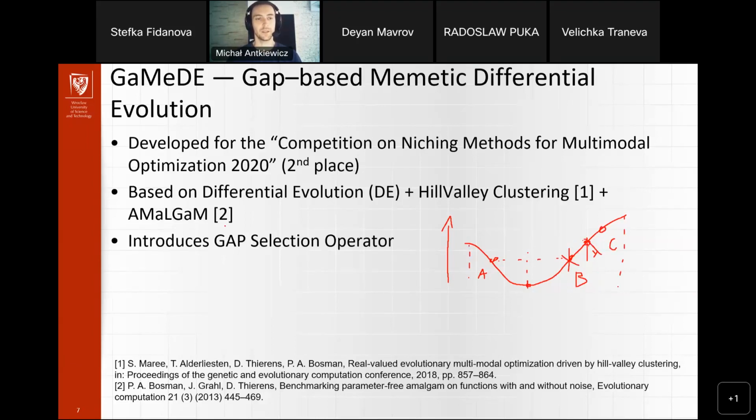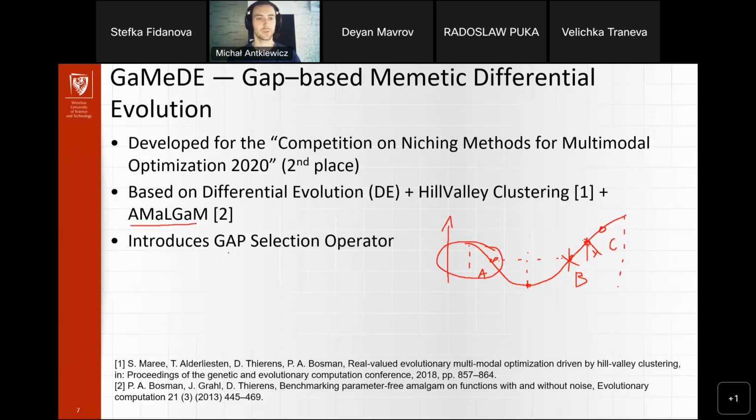And then it uses AMALGAM, which is the estimation of distribution algorithm, for the local search around the hill. So if we have some points on the hill, we can perform the local optimization for this place. But these were standard, maybe not standard, but already known solutions.